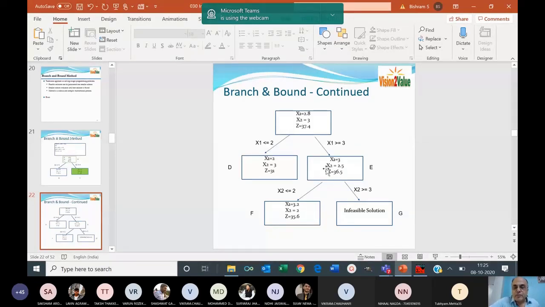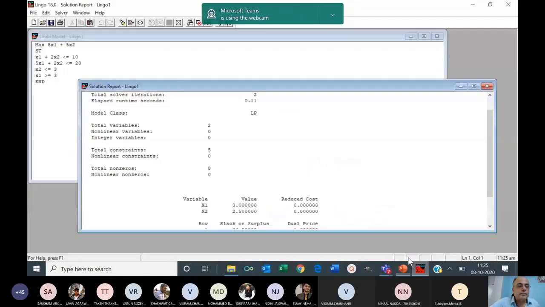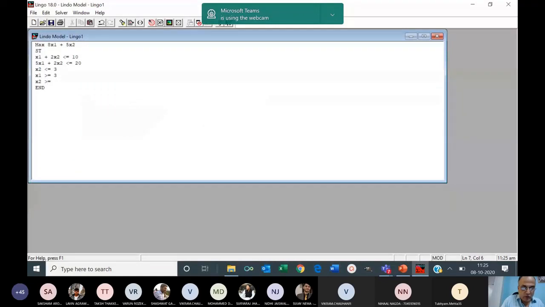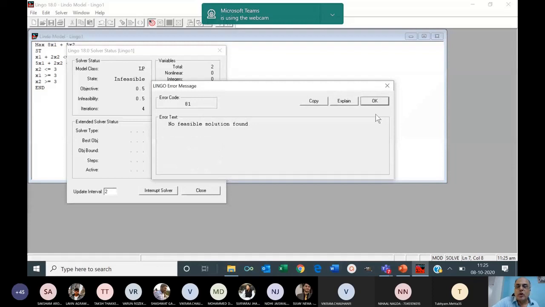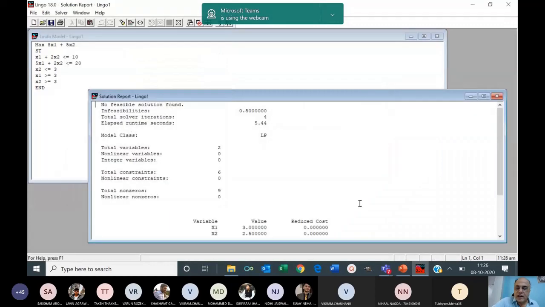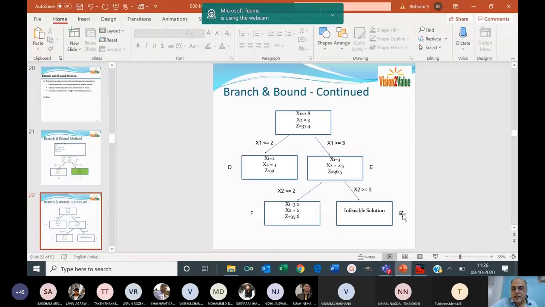So what are the constraints here? Only x2 has a fraction. So two constraints: x2 less than or equal to 2 and x2 greater than or equal to 3. Let us do x2 greater than or equal to 3 first and solve this. Now there is an infeasible solution: no feasible solution found. This means this particular branch becomes infeasible. Now we replace x2 greater than or equal to 3 with x2 less than or equal to 2 and try solving it again.